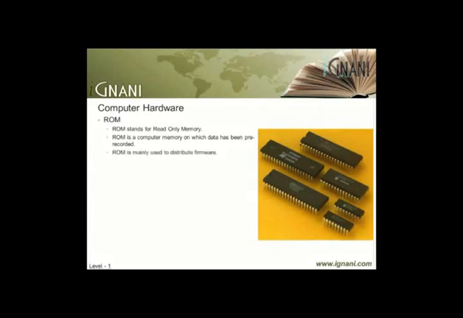ROM is mainly used to distribute firmware. Firmware is a software program that is specific to the hardware. Unlike RAM, ROM retains its contents even when the computer is turned off. ROM is referred to as being non-volatile, whereas RAM is volatile. Most computers contain a small amount of ROM to store the boot program. Booting is the process of loading the first piece of software for starting a computer.